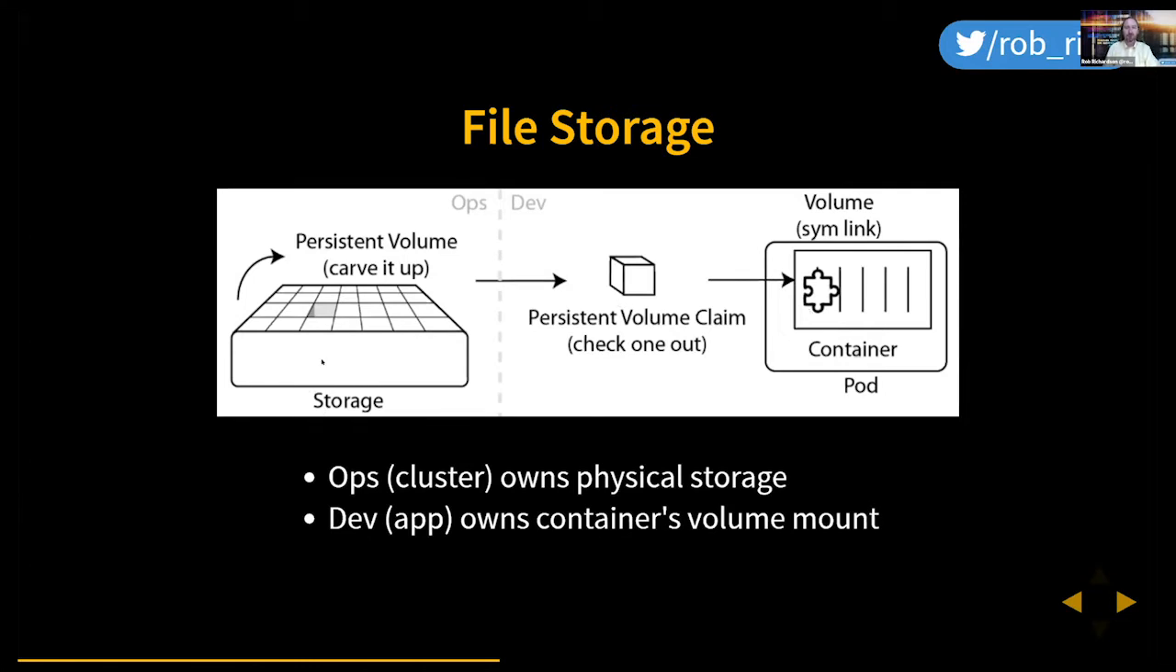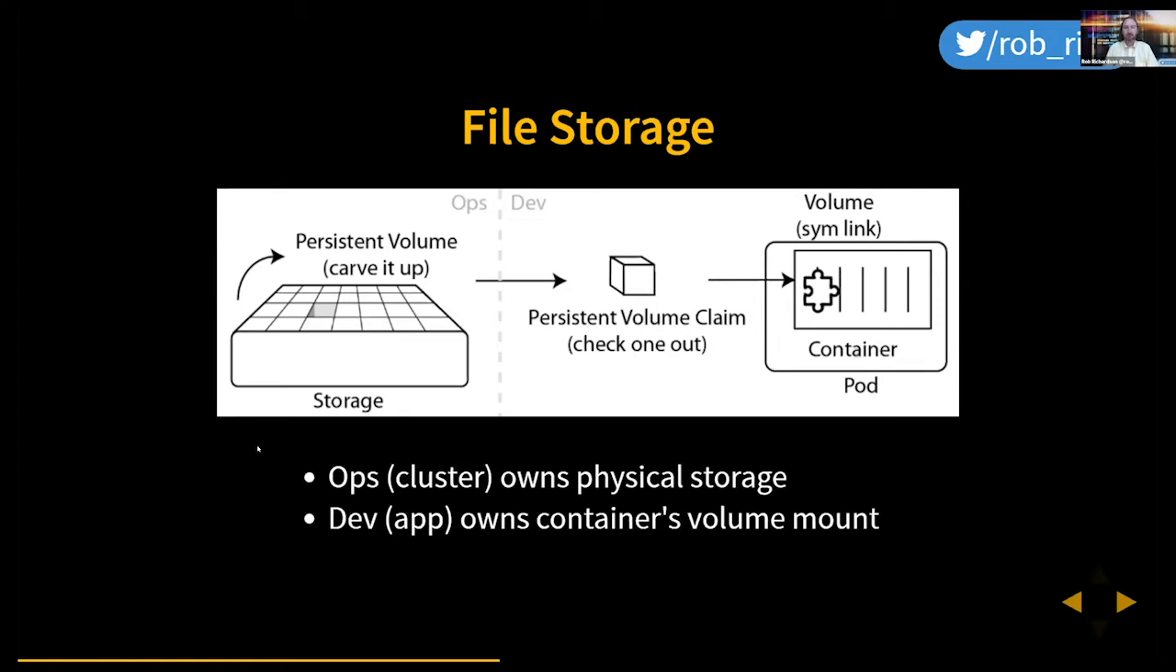The physical hard drive and the persistent volume can be owned by operations. The persistent volume claim and the pod definition can be owned by developers. And because we have this separation, now ops can store the files in the ways that they need to and ensure that they're backed up correctly and arranged in the namespace that they've decided. And developers can create the pod definition and map it exactly into the right place in the container. There's no ambiguity about where the ownership lies. Operations owns the storage and the persistent volume. Development owns the persistent volume claim and the pod definition.